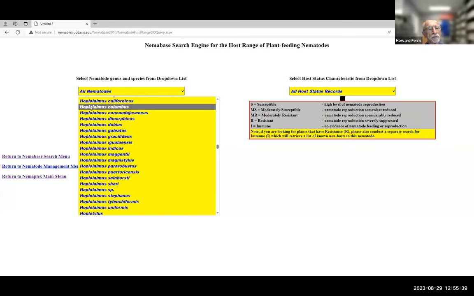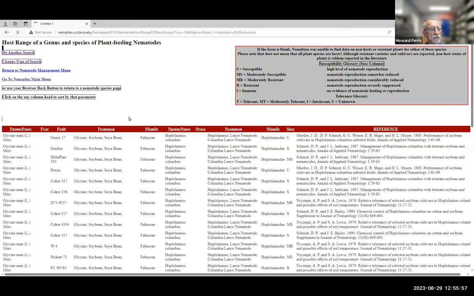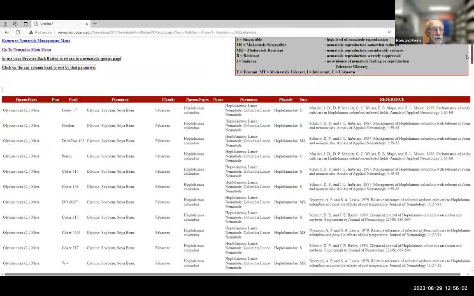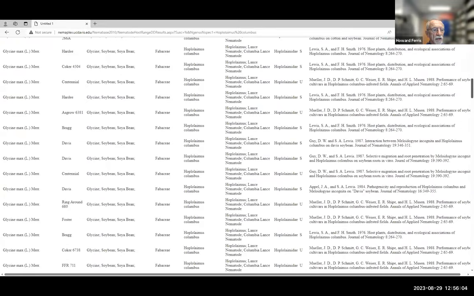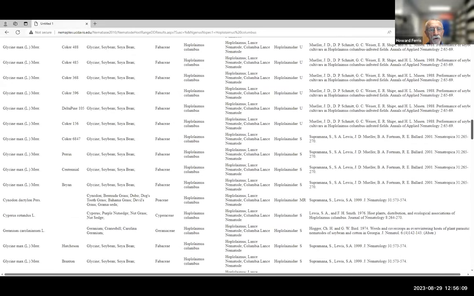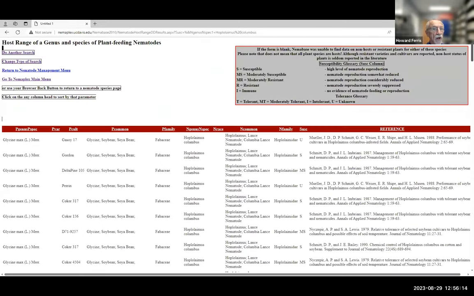Hoplolaimus columbus is what's called a stunt nematode, a plant parasite that impacts cotton and soybeans. It's important in the southeastern United States, and we'll say all host records. So I want to find out what species. Now what this is telling me is all of the known literature on plants that are resistant or susceptible or have been studied in any way with Hoplolaimus columbus, right? So a lot of them.